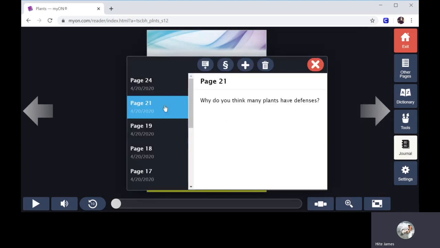Let's see if we have a question there. Why do you think many plants have defenses, like poison ivy and these other leaves that could sting you or give you a rash and things like that? Why do you think they have those?